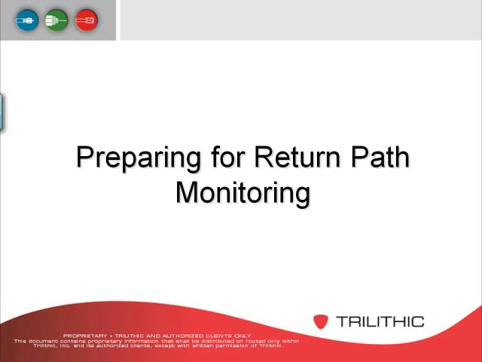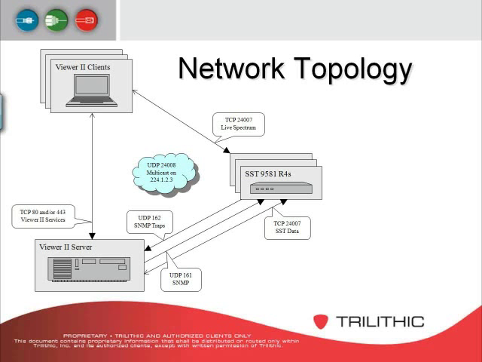So, preparing for return path monitoring. This is typically what the network would look like when you're setting up for return path monitoring. We're going to start at the very bottom. There's what's called the Viewer 2 server, sometimes called the Guardian 2 server. That server is what houses all of your traps. All of the traps are sent back there.